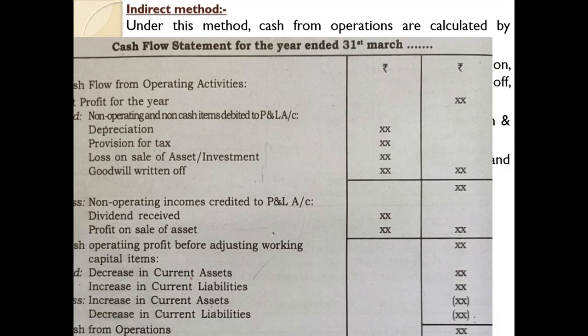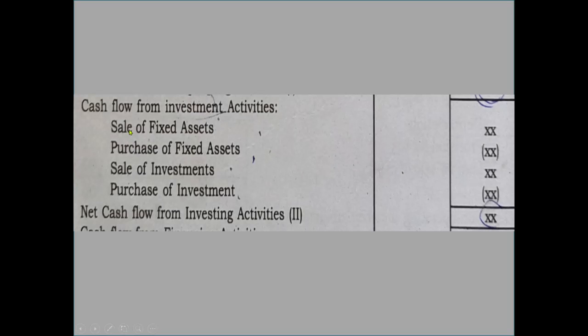First part is this one. Second part is cash flow from investment activity, or investing activity. It mainly consists of purchase and sale of fixed assets. Not only fixed assets, it also includes some extraordinary items. I have mentioned that part. So once you add all these together, you will get net cash flow from investing activities.